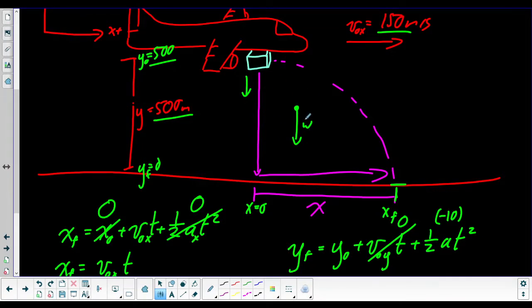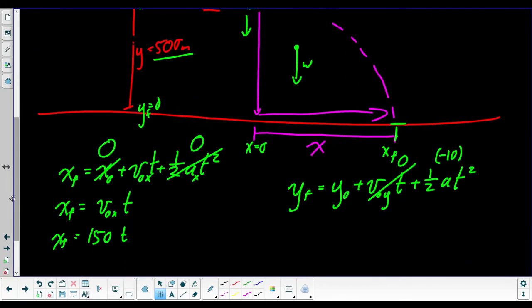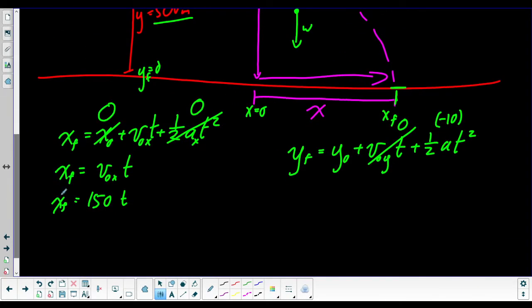We're going to accelerate in the downward direction, so we're going to make this negative because we've said up is positive and to the right is positive. We can use this position equation in the y direction to solve for our time, and then go back and plug that time into our x position equation to solve for our distance in the x direction. So let's go ahead and do that.